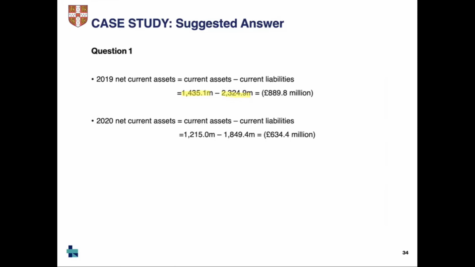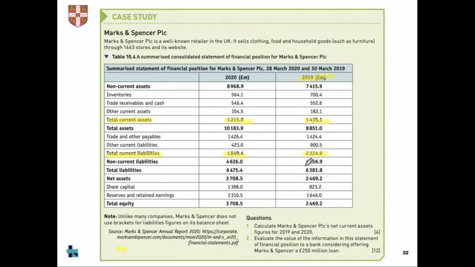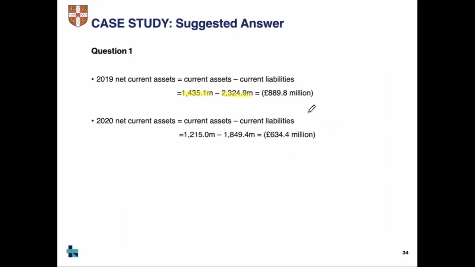Let's go back and see if that's correct. Yeah, 1,000, 435 is there, and then 2,342. So be careful. The information you needed to answer the question is already on the balance sheet. Is that okay? All right. So your answer must be this.